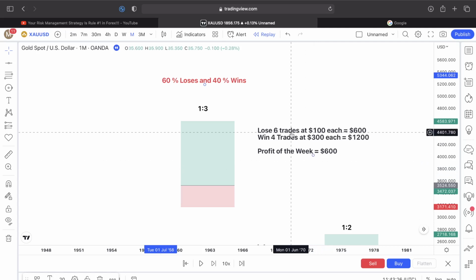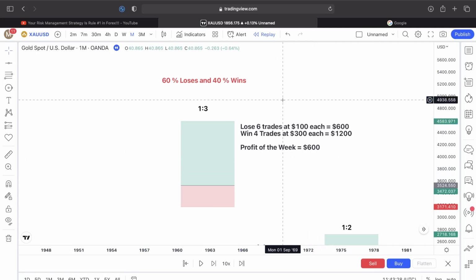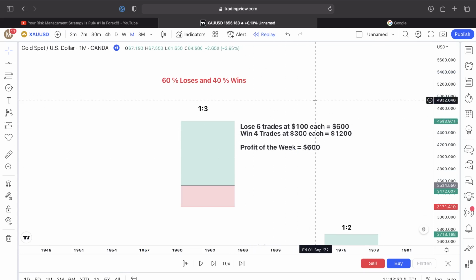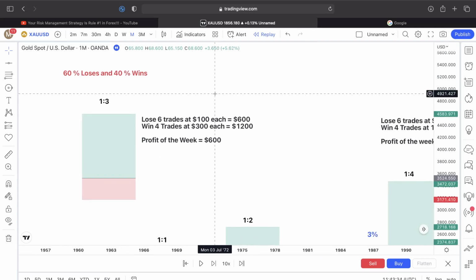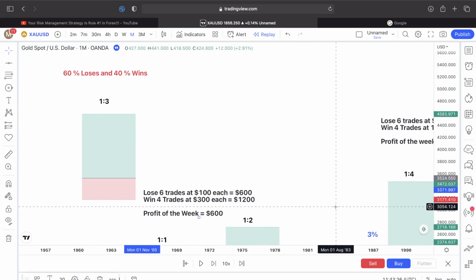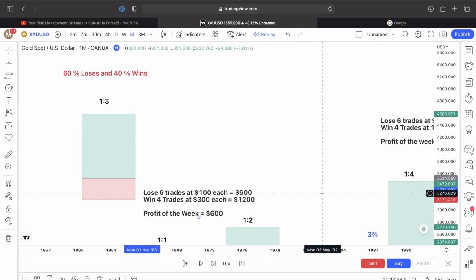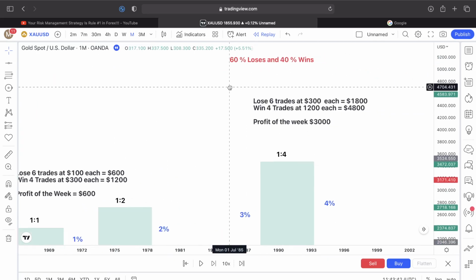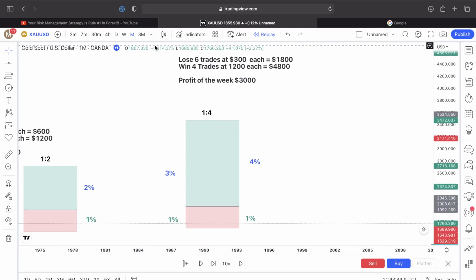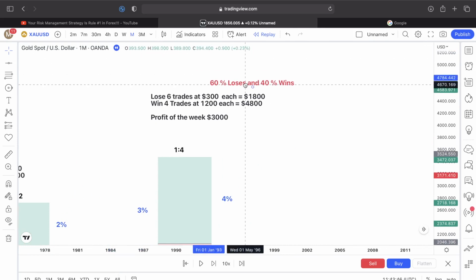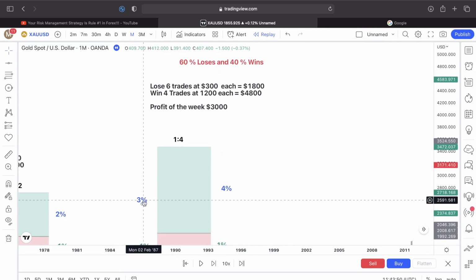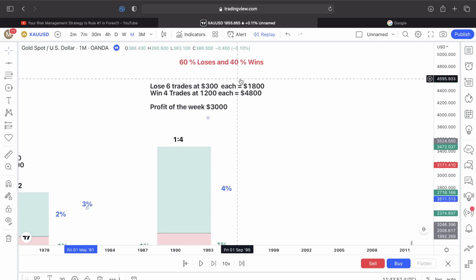This is the simple fact. So now let's take the state a little bit higher. Let us say you do what you're gonna do, and you do best. So now let's take a 1 to 4 risk reward. Let us say you take a 1 to 4 risk reward, the same scenario. You lose 60% of your trades here, and then you have 40% wins.